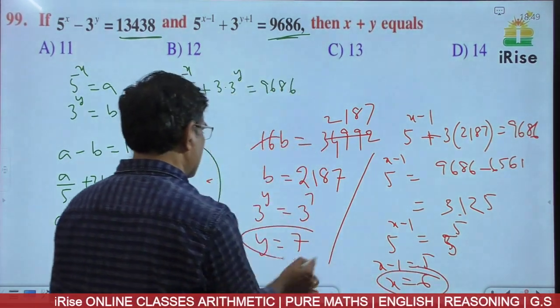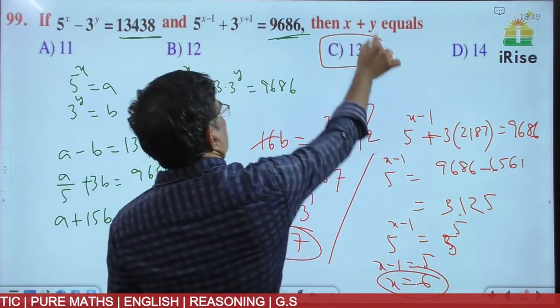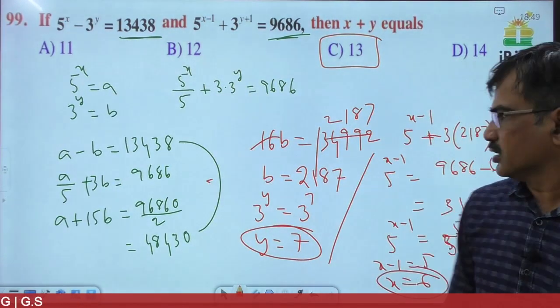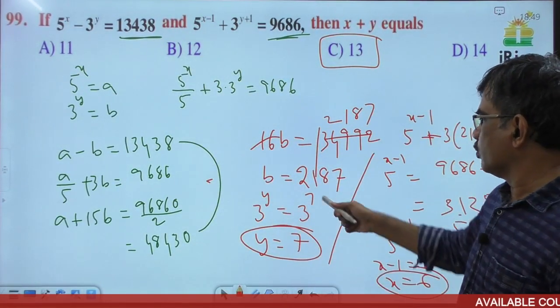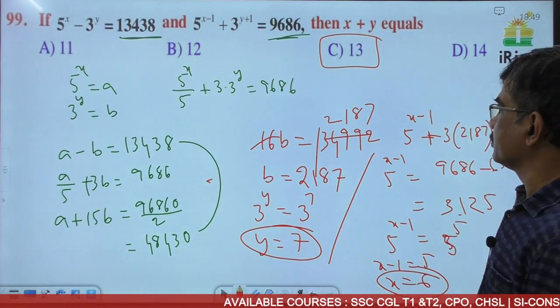x is 6, y is 7. What is x plus y? 6 plus 7, 13 is the answer. Okay, answer is 13. So with big numbers, if you know perfect cubes and squares, then only we can get the answer. Okay, next.